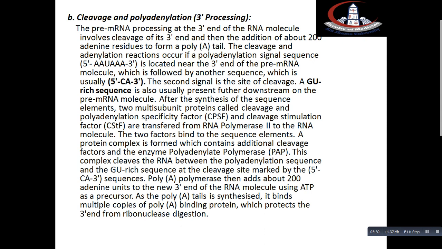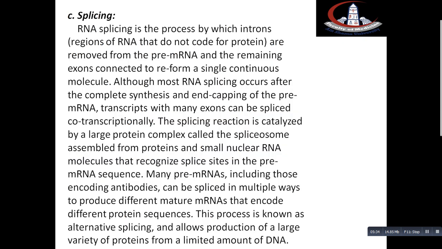Many pre-messenger RNAs, including those encoding antibodies, can be spliced in multiple ways to produce different mature messenger RNAs that encode different protein sequences. This is known as alternative splicing, and it allows production of a large variety of proteins from a limited amount of DNA.